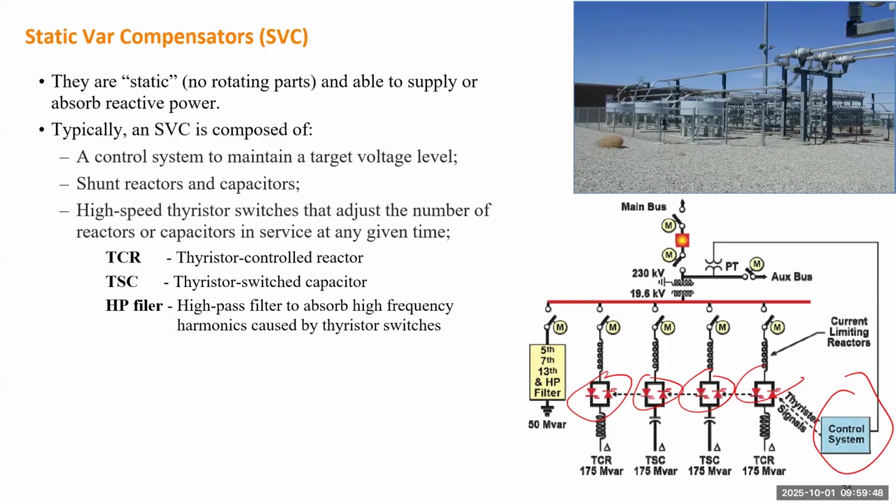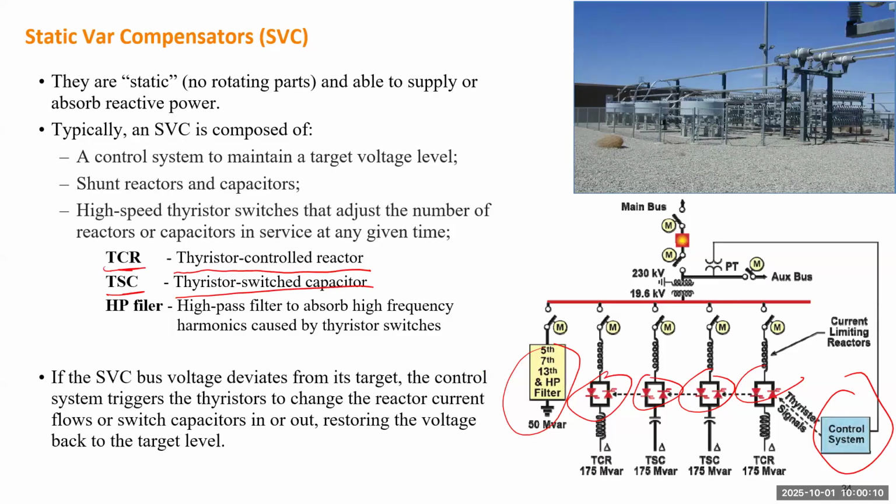Because it involves power electronics, that can introduce some harmonics. So you also have a high pass filter to filter out fifth, seventh, or up to 13th order harmonics. TCR is the thyristor controlled reactor. TSC is the thyristor switched capacitor. Okay.